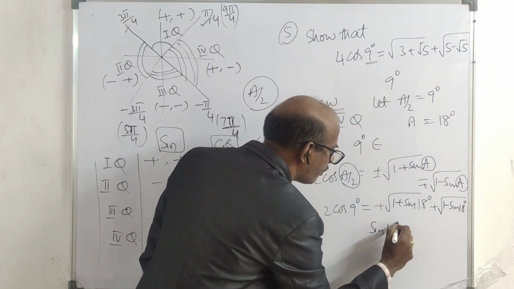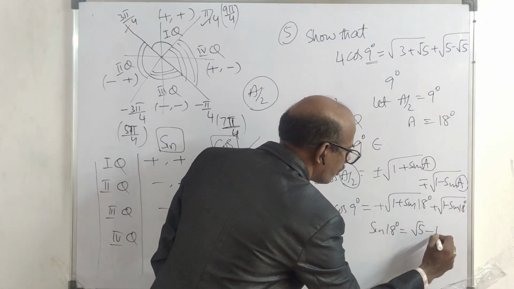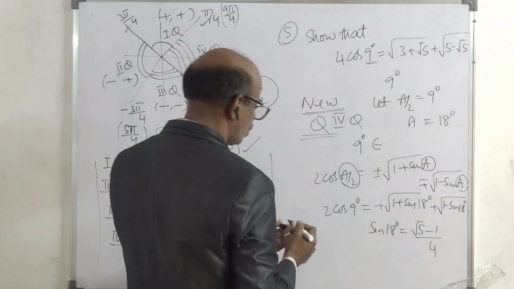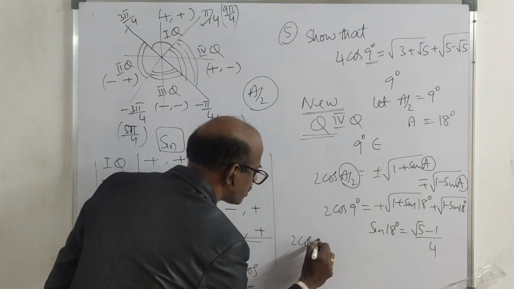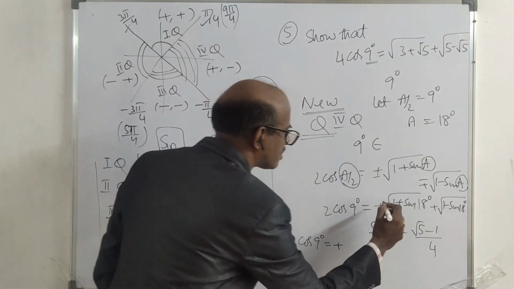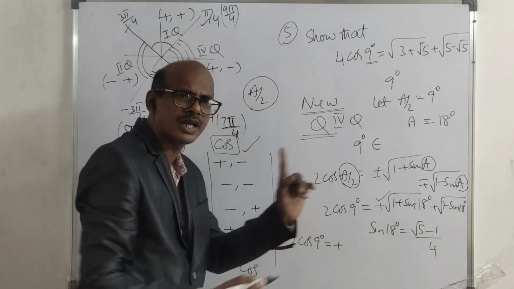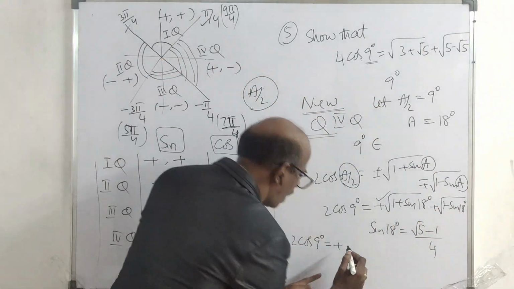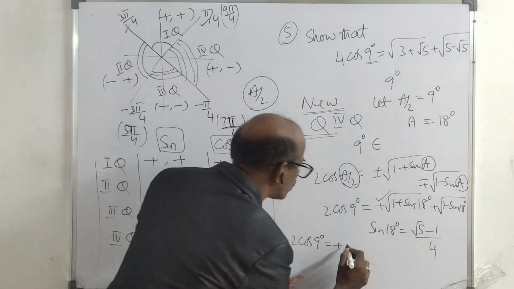By knowing the derived angle idea, you know very well sin 18 is root 5 minus 1 by 4. If you substitute that, concentrate. 2 cos 9 equals plus, strictly plus. Out of plus minus, it will be decided plus. Out of minus plus, it will be decided as plus. The reason: fourth quadrant.